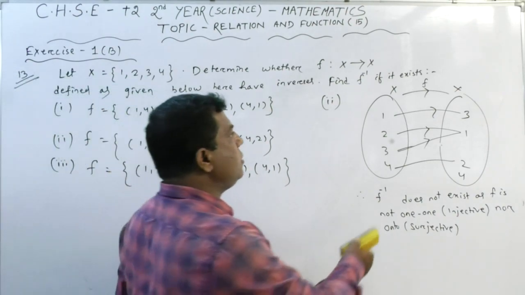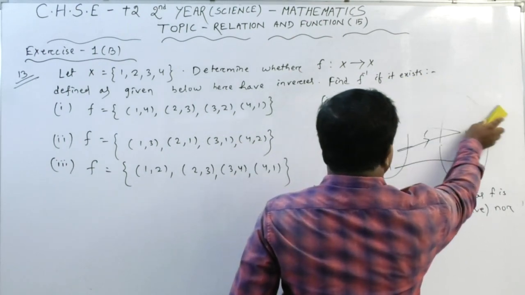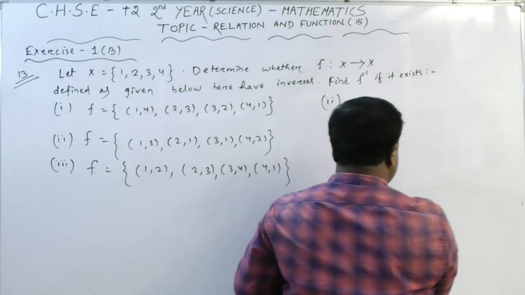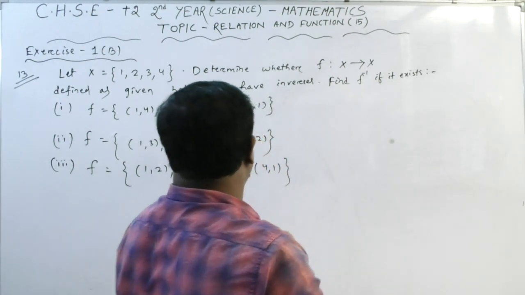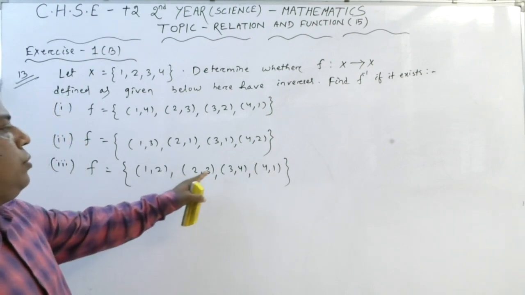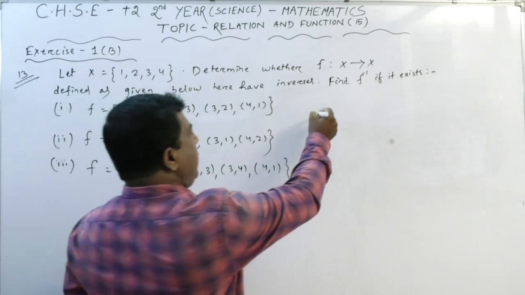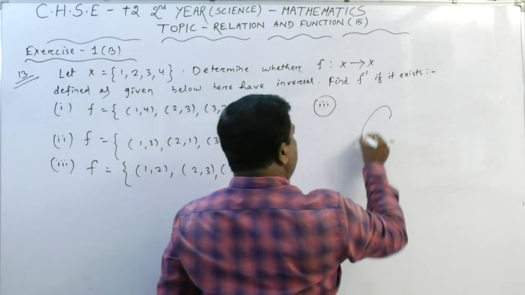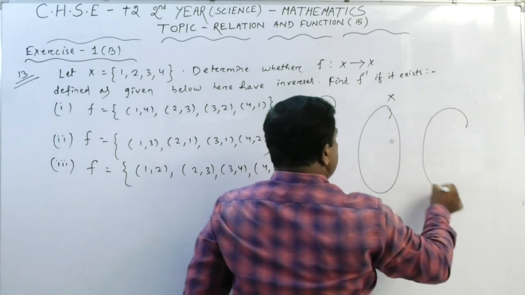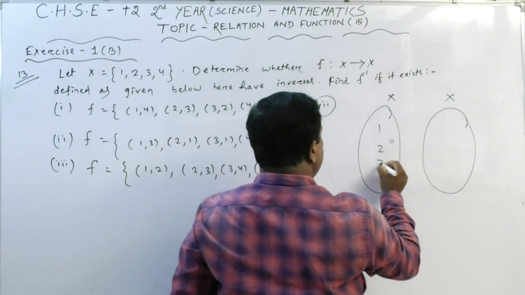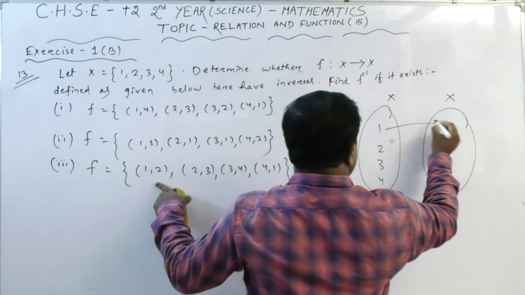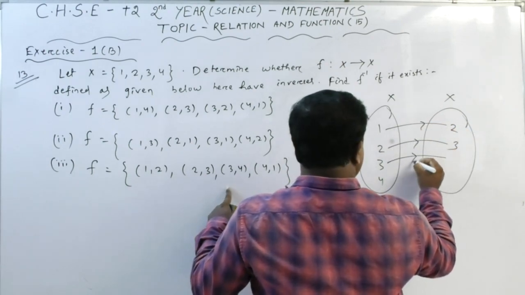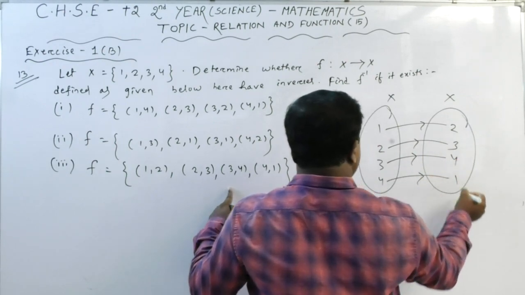Now we will move to our next question and see what happened about the existence of inverse. Okay, so I am clearing this one and this is your third option. The third question is given as F is 1→2, 2→3, 3→4 and 4→1. So here in this option the function is converting the elements of X to X: 1 is converting to 2, 2 to 3, 3 to 4, 4 to 1.